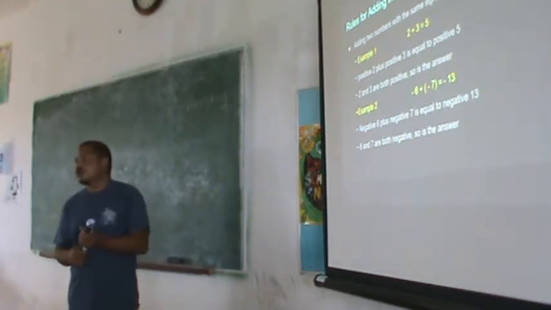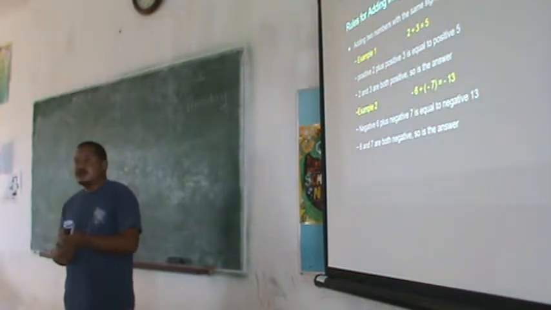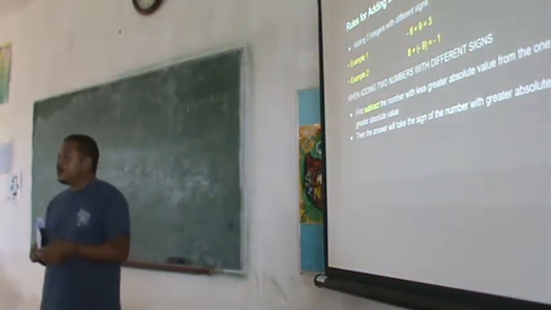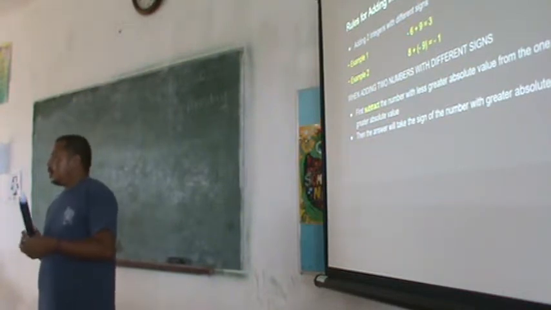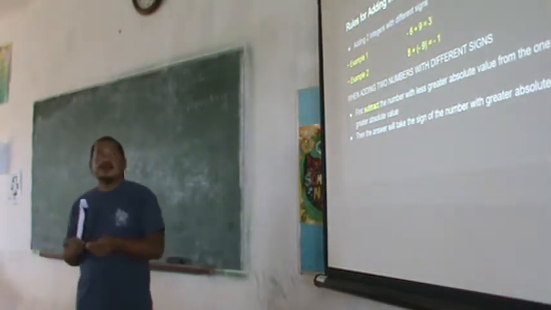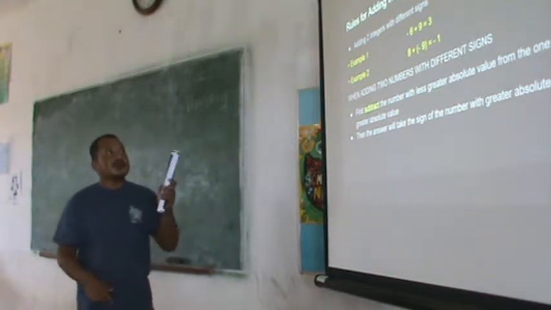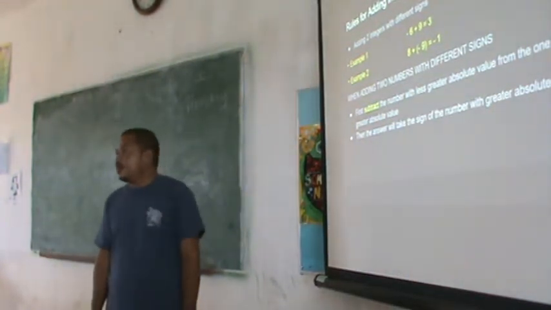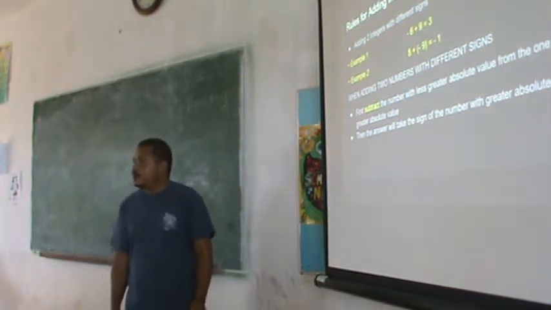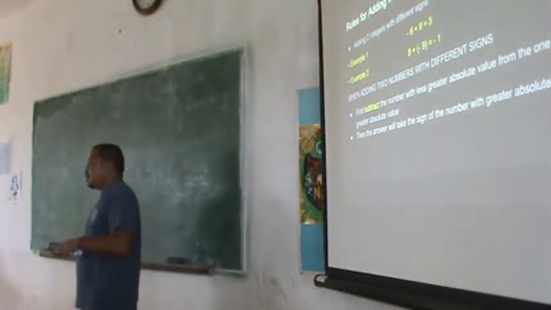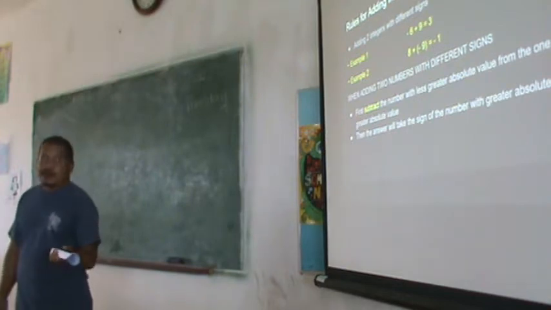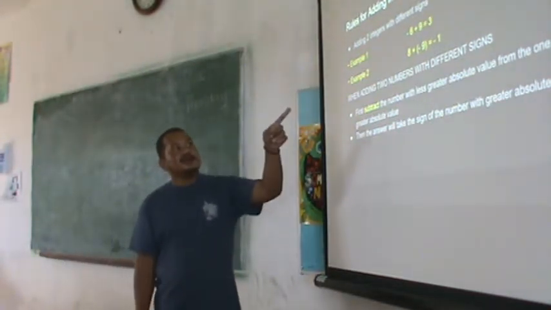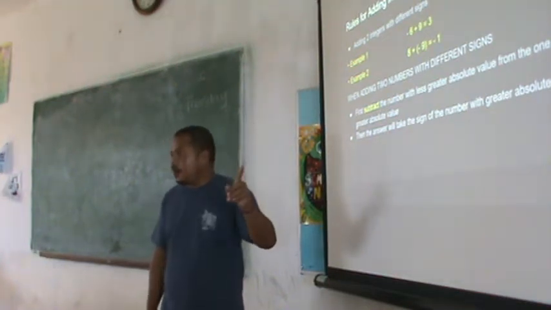Any questions for rules for adding integers? So repeat again. Rules for adding integers with the same sign. What do we do? Add them out, keep the sign. Very good. We're still on adding, but this one is rules for adding integers with different signs. So if it's different signs, meaning one is negative and the other one is positive. Okay? So example 1, we have negative 6 plus positive 9.